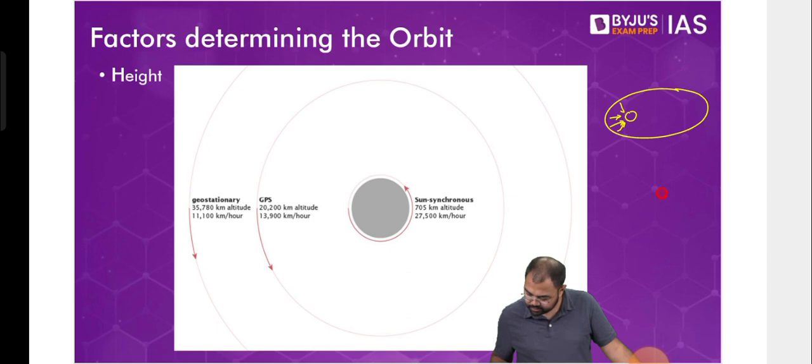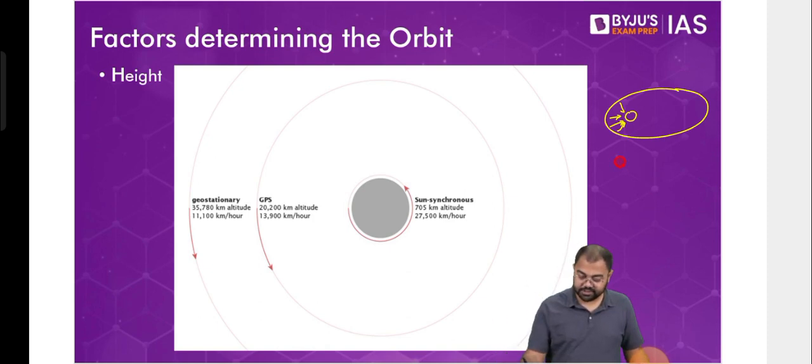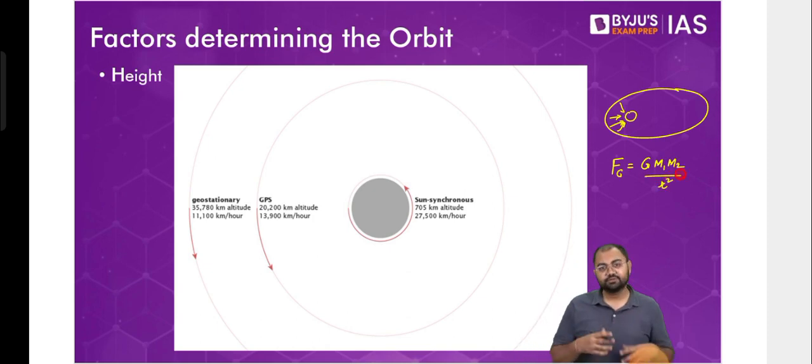Do comets, asteroids, and meteoroids also have gravitational force? Of course they have. What is the formula for gravitational force? G m1 m2 by r squared, m1 and m2 being the masses, and r being the distance. So wherever you have a mass, you have a gravitational force.